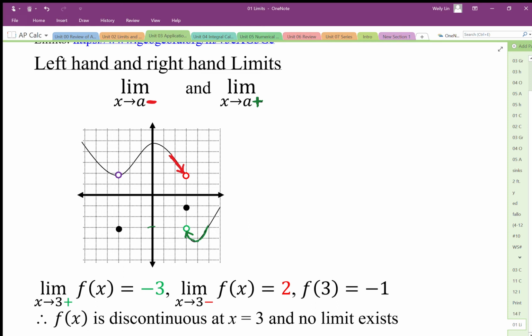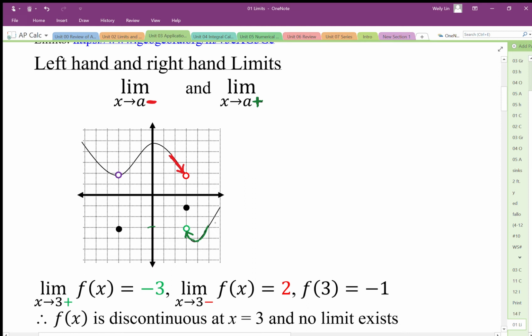The limit does not tell me anything about what's happening when I actually get there. So as I approach from the left side, it looks like I'm headed towards 2, but I end up at negative 1. So the limit doesn't have anything to do with this piece here. The limit has nothing to do with what's actually happening there. The limit only has to do with what's happening as I approach that point.